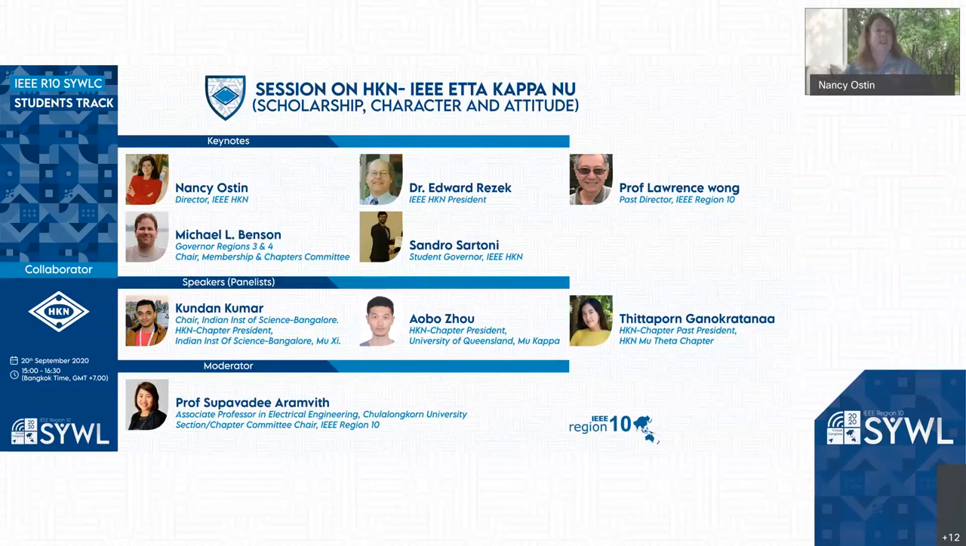So we really are excited to share this concept with you. Eta Kappa Nu is a Greek name, and our name HKN comes from the translation of those Greek letters, Eta Kappa Nu, ergo HKN. So like I said, I'm delighted to be with you today.